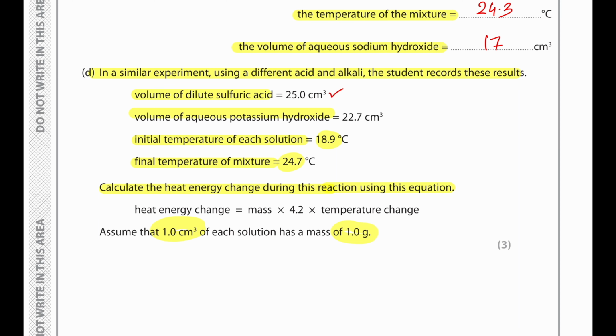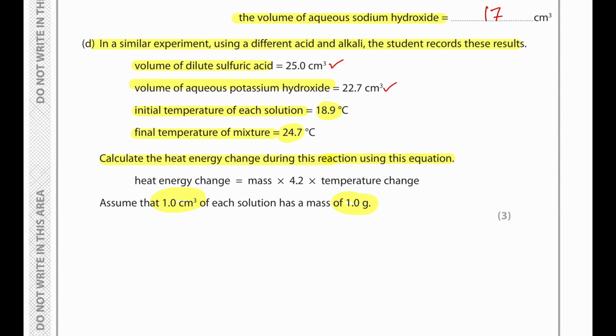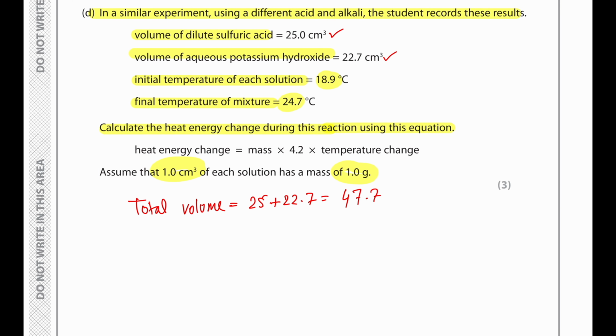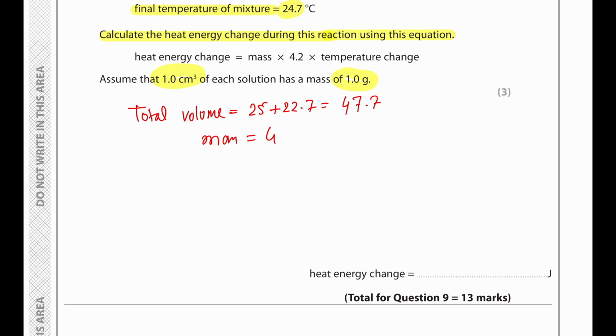Because we have two volumes that are added together, we need to find out the total volume. Once we find out the total volume, that will be equal to the total mass. Now after that, we're going to find out the temperature change. The temperature change will be 24.7 minus 18.9, which gives us a value of 5.8 degrees Celsius.